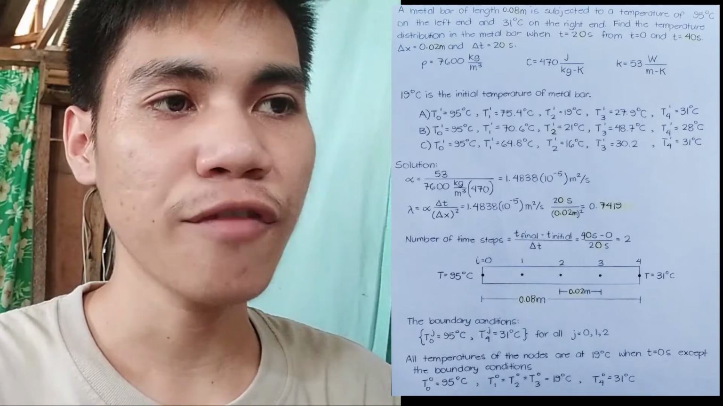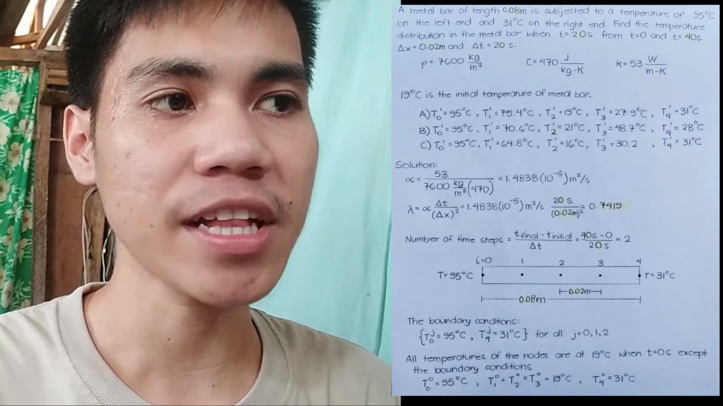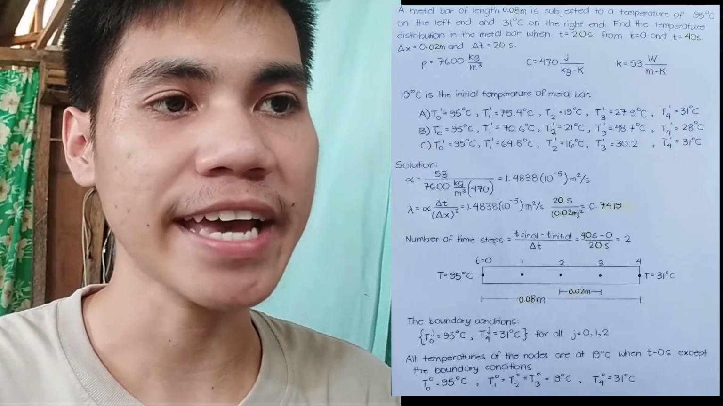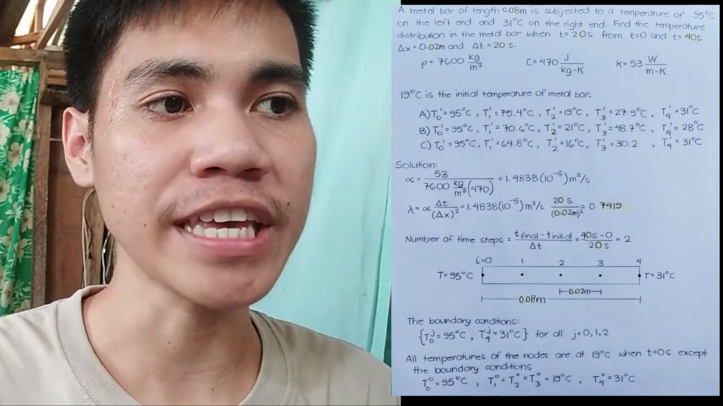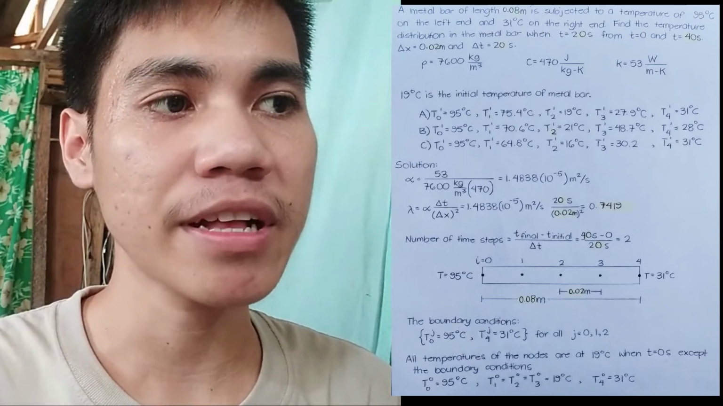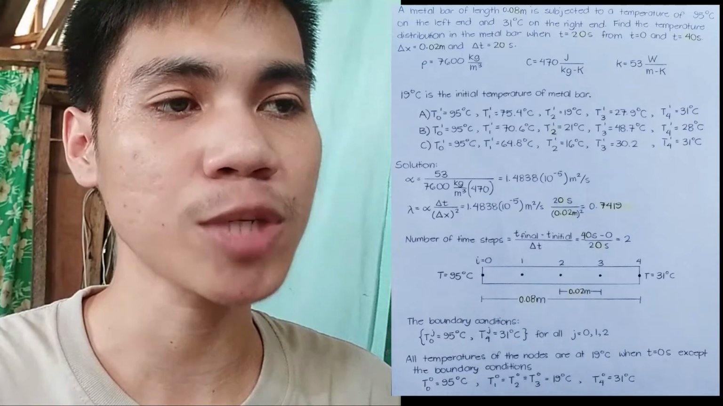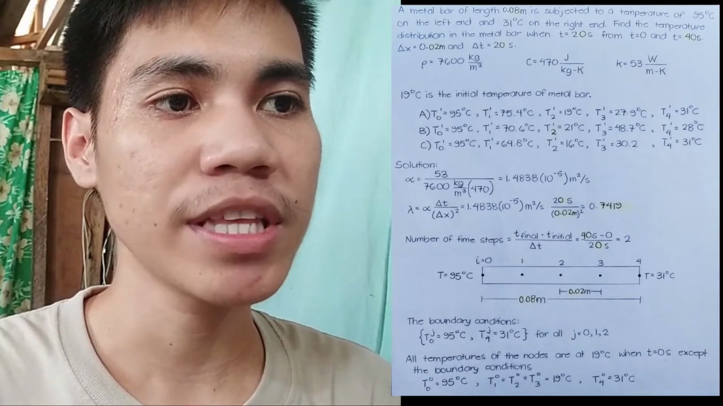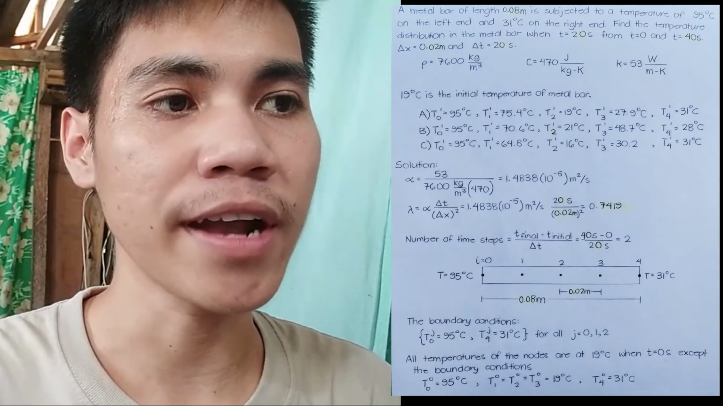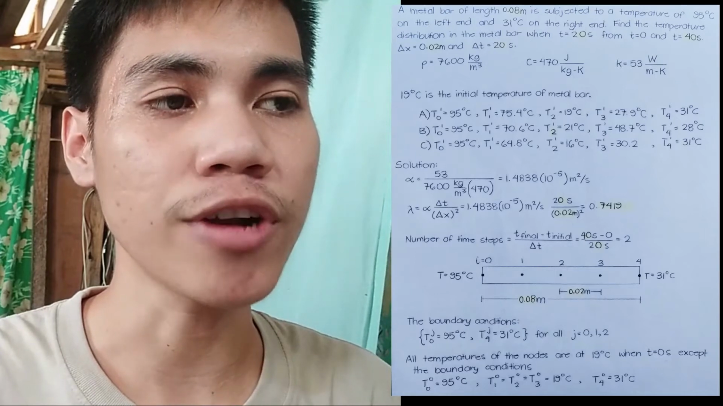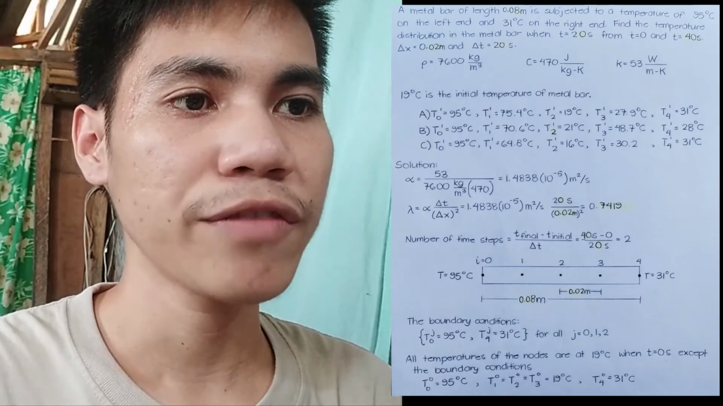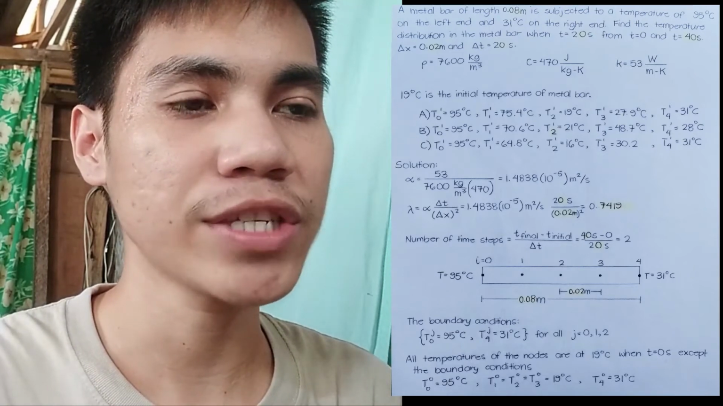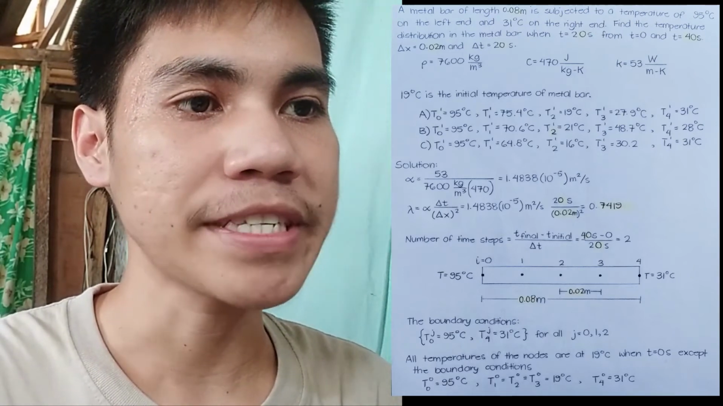We are asked to find the temperature distribution in the metal bar when time is equal to 20 seconds. For the solution, first we have to get the thermal diffusivity alpha, given by the thermal conductivity over density times specific heat. So, thermal diffusivity is equal to 53 over the quantity 7600 kg per cubic meter times 470, which is equal to 1.4838 times 10 raised to negative 5 square meter per second.